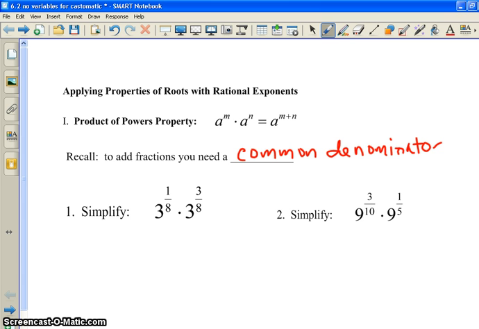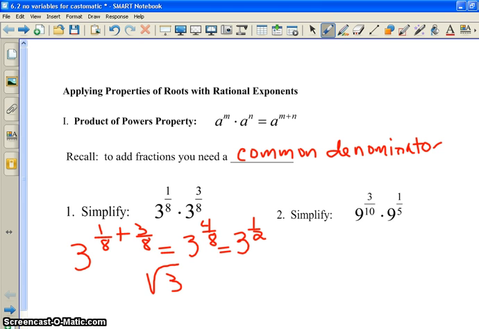Alright, so our first thing is we're going to simplify 3 to the 1/8 times 3 to the 3/8. Now notice that you have the same bases, so as long as you have the same bases, we're going to take and add the exponents. So we have common denominators, so 3 to the 1/8 plus 3/8 is 4/8. Reducing it to lowest terms is 3 to the 1/2. That's an exponential form, or we could write it as the square root of 3 in radical form. Either answer would be considered correct.